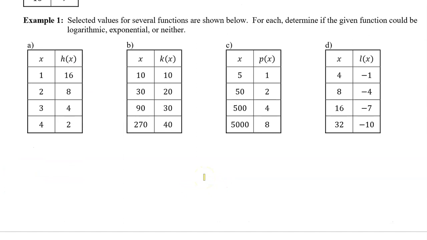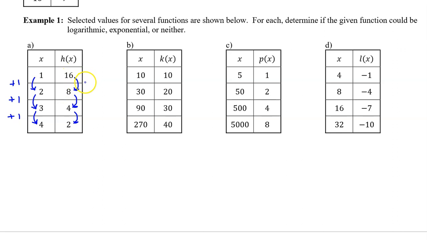Example 1. Selected values for several functions are shown below. For each, determine if the given function could be logarithmic, exponential, or neither. For part A, I notice that the input values are equally spaced, so we are going for either exponential or neither. To see if there is a common ratio, divide each term by the previous term.